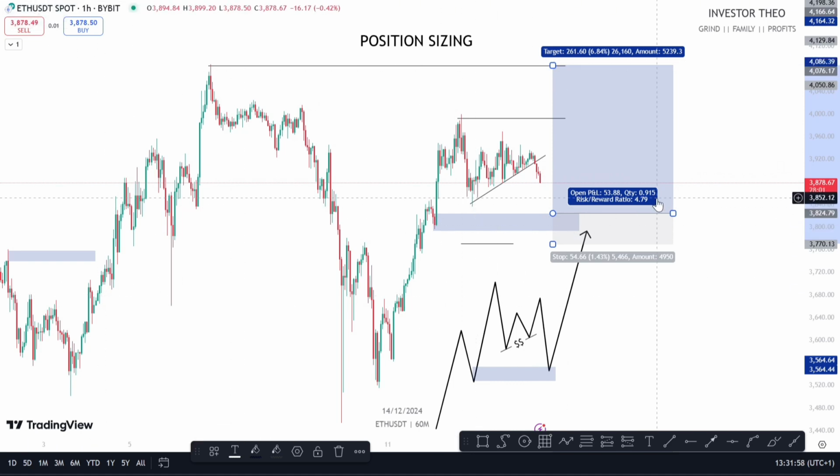The opening price is this price over here, 3,824.79. That's our opening price. Our take profit is at the top, 4,086.39. And if we calculate the difference, it's exactly this amount. So that's the difference. It's showing you the targets, the entry zone, and then the stop loss. This is what I'm risking. In this trade, I'm risking 1.43% of ETH to get 6.84% of ETH.